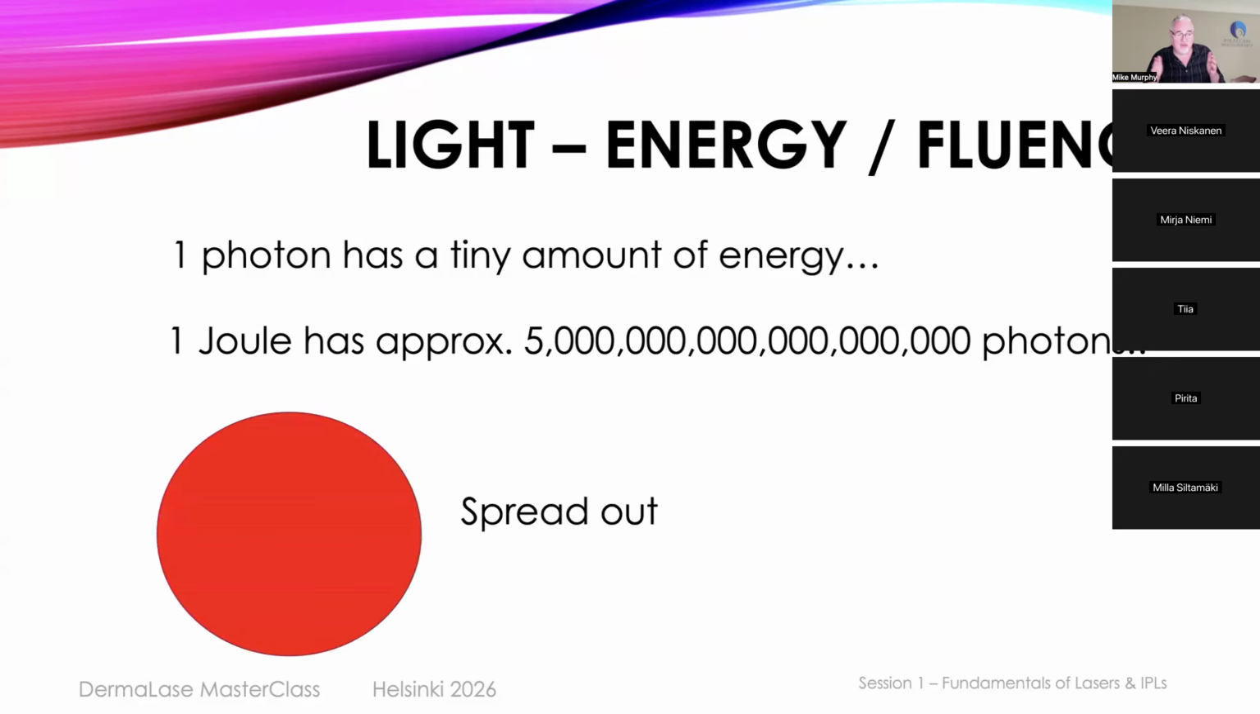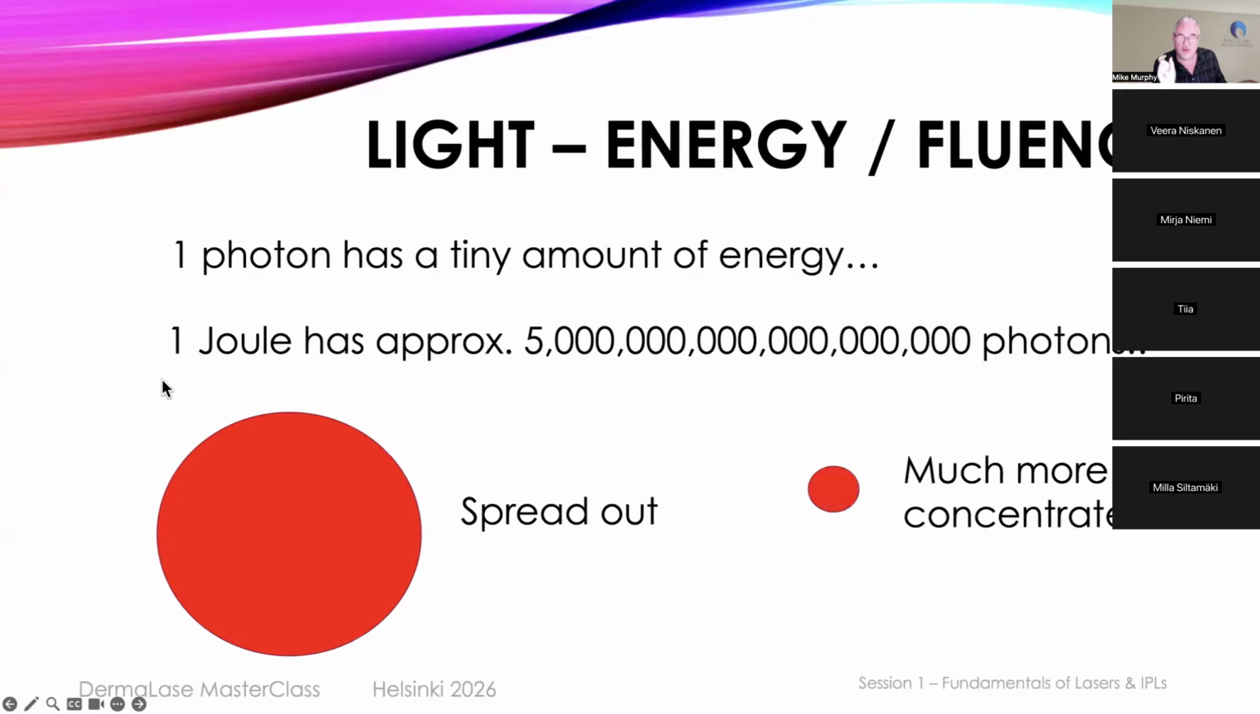If you fire these photons into a large area like this, then you're going to get quite a low spread, it's going to be spread out over a larger area. So it's quite a low concentration. If you shrink that spot into a much smaller area like this, and it's the same number of photons, but in that area, then obviously it's a much greater concentration.